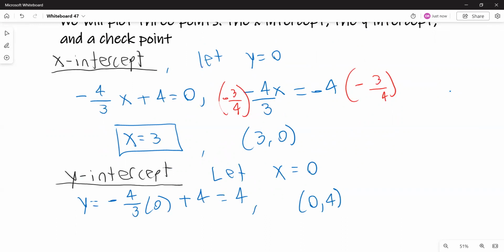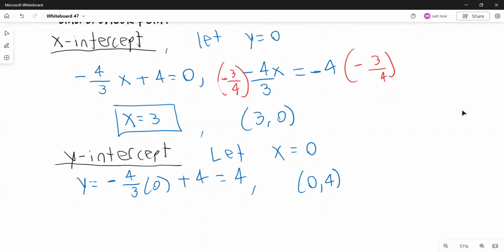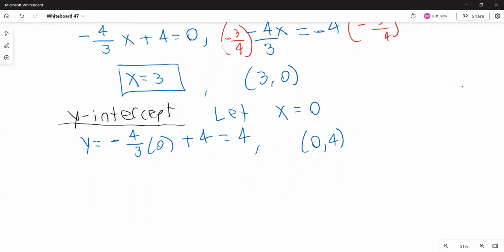Sometimes the intercepts might be fractions. So what we're going to do is plot a checkpoint. There are times when this is not necessary, but in the homework, they are going to ask you for 3 points. And they are just going to give you the x coordinates if they want you to plot a checkpoint.